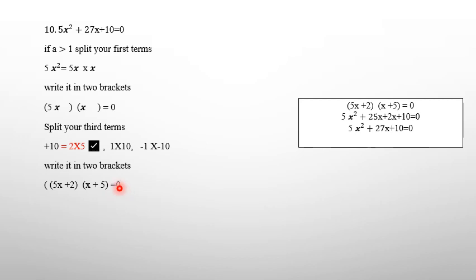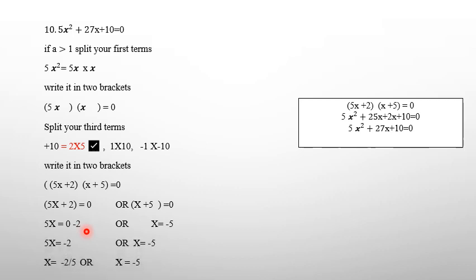So now when you equate it to 0, 5x plus 2 equal to 0 and x plus 5 equal to 0. When I equate 5x plus 2 equal to 0, I can take my plus 2 to this side, it becomes minus 2. So 5x will be equal to minus 2. When I bring my 5 this side, it becomes division, so x will be equal to minus 2 by 5, or x equal to minus 5. These are the values of your x.